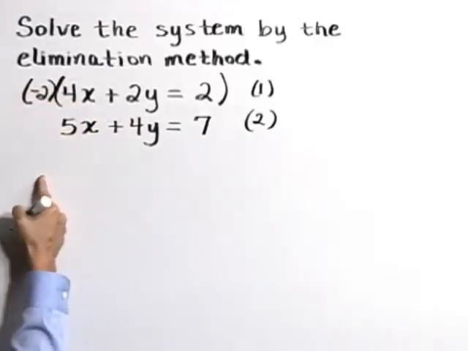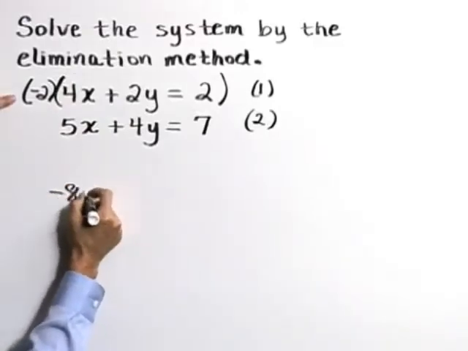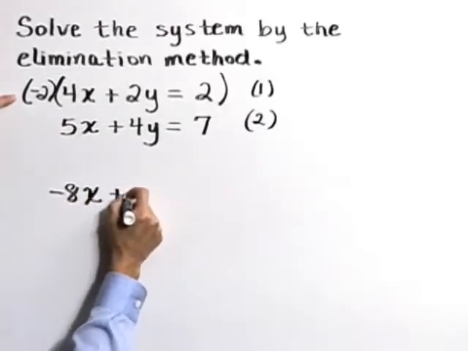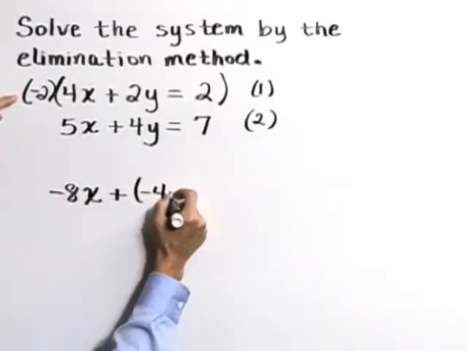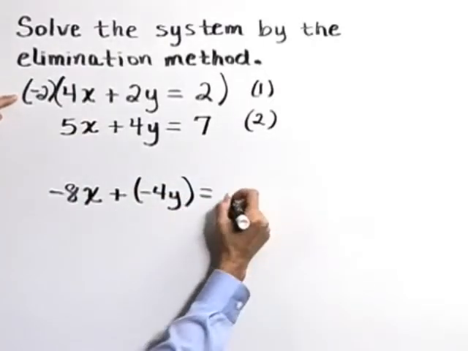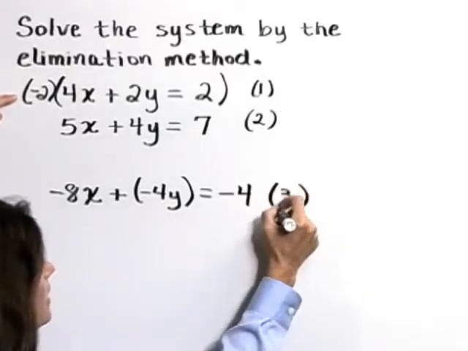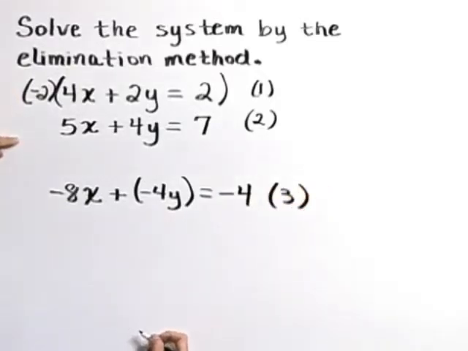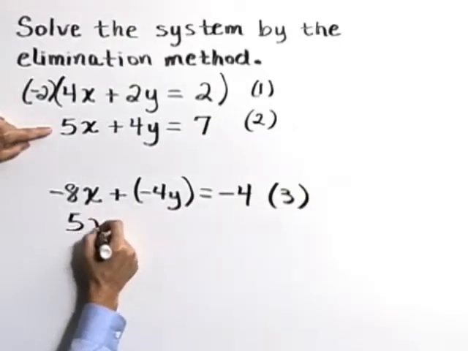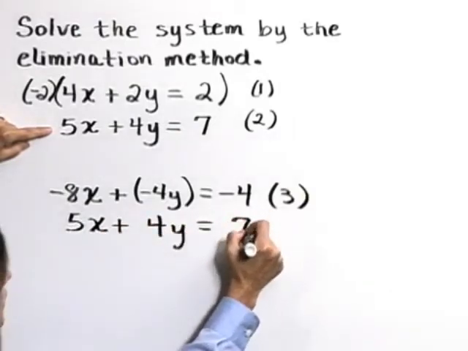So let's do that. Negative 2 times that 4x gives a negative 8x. Negative 2 times the 2y gives a negative 4y, and that's equal to a negative 4. I'm going to go ahead and call that equation 3 since we've changed things up a bit. Now we want to add that to our previous equation 2, which was 5x plus 4y is equal to 7.